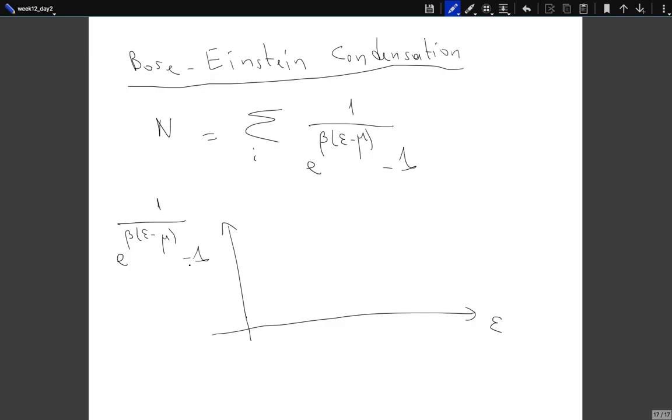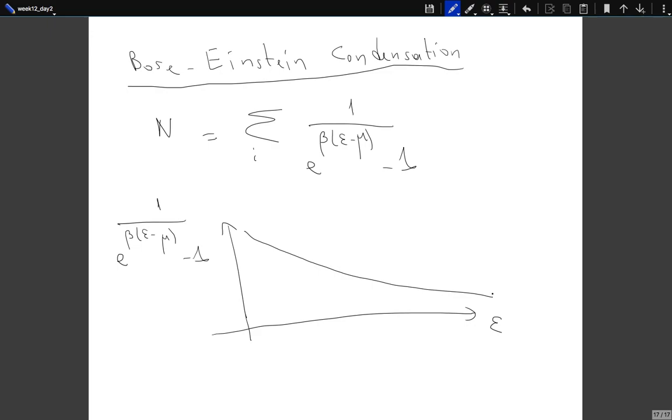You see, as a function of epsilon, this function starts from some value, but it basically decays exponentially. Let's assume that mu is sufficiently large and negative. So for all reasonable values of epsilon, e to the power beta epsilon minus mu will be much larger than 1. So we can just ignore it, so it will be more or less exponential decay.